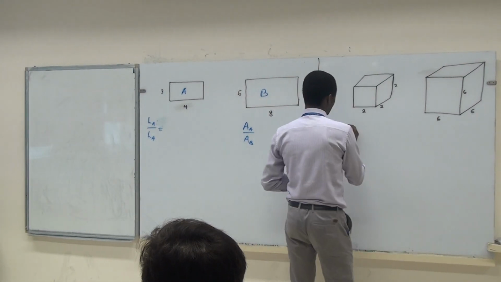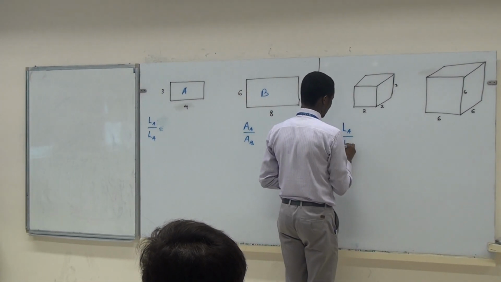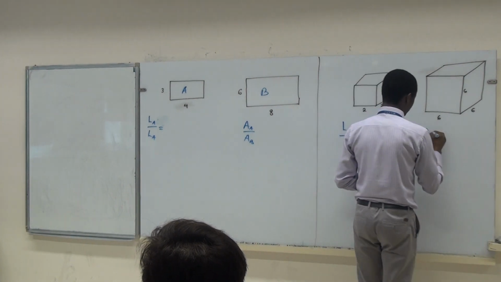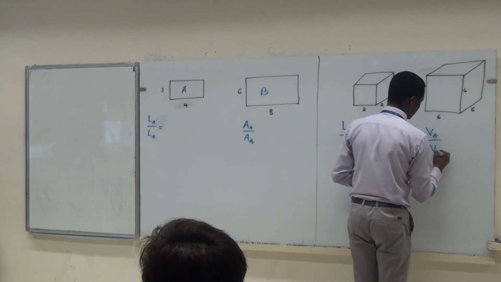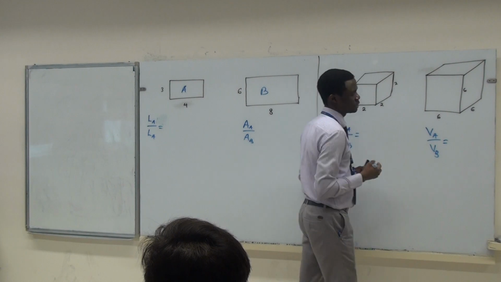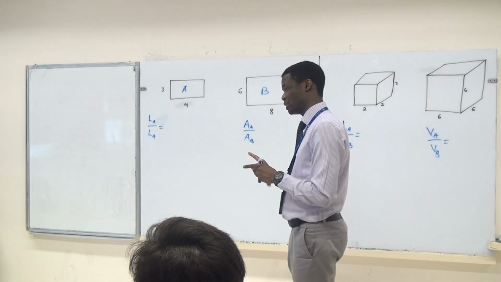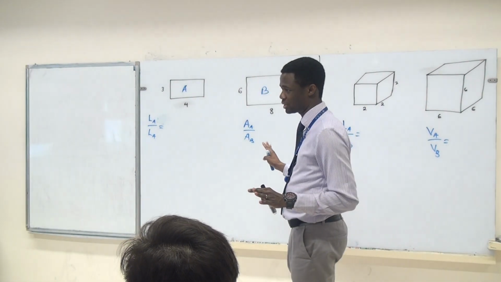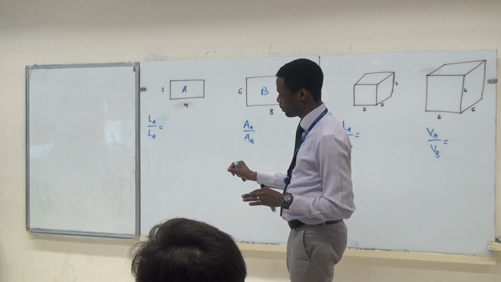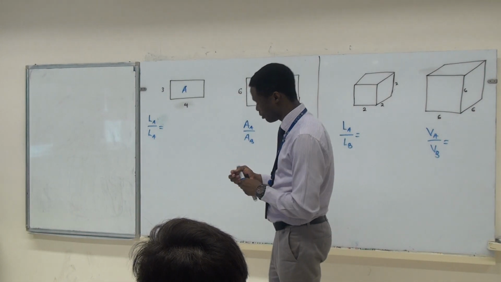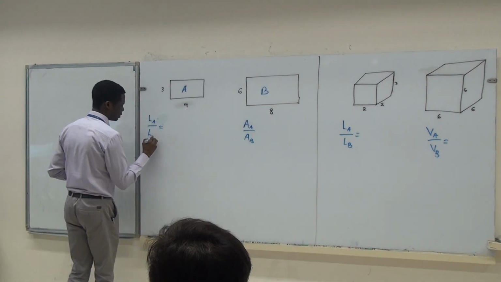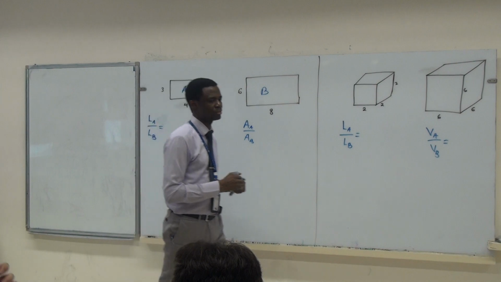Then come here, length of A, ratio length of B. Then volume of A, ratio volume of B. Tell me what you notice. Then that will inform what you want to do. I need to see what you have written. Don't just raise your hand and tell me the answer. Write it down on the paper, please.